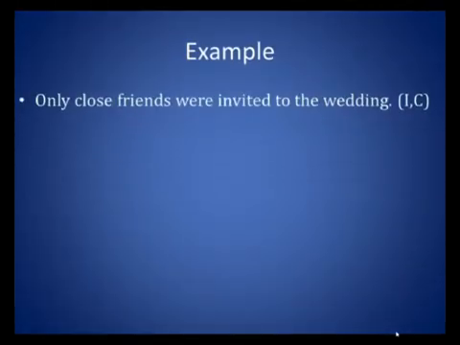So let's say I have only close friends were invited to the wedding. And we're going to use I and C as our predicate symbols here. I meaning invited, C meaning close friends. Notice, when I say only close friends were invited to the wedding, what I'm actually saying is that if you were invited to the wedding, then you were a close friend. So it will be translated this way. For all X, if X was invited to a wedding, then X is a close friend.